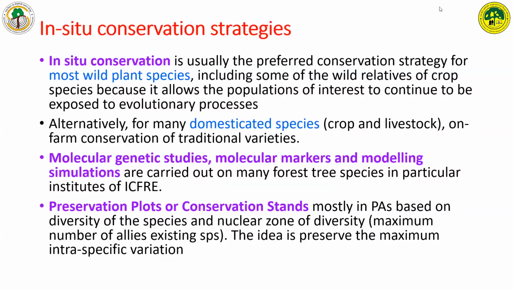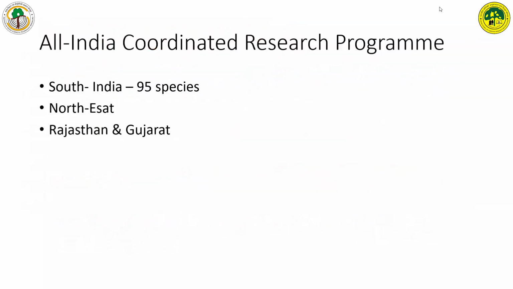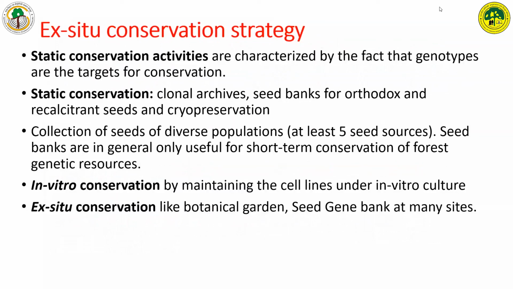Now, having said all that, what strategies can you have? You may have a difference of opinion, but this is what we thought. In situ conservation is one of the very good techniques in the field: wild populations that have been identified as having more diverse species and more intraspecific variations, you conserve in situ. It is easier to do that instead of doing an ex situ collection where you have to take up applications. But for domesticated species, on-farm conservation of traditional varieties of different agricultural crops can also be attempted.